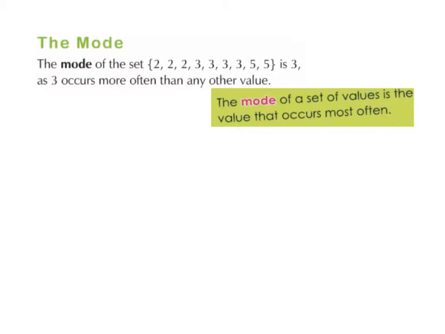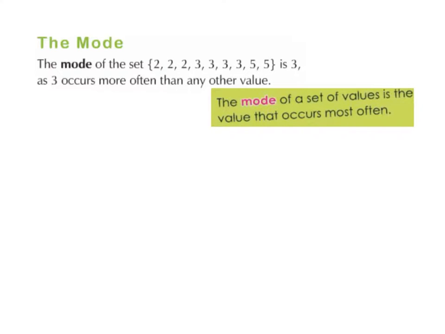Next we have the mode. The mode of the set 2, 2, 2, 3, 3, 3, 3, 5, 5 is 3, as 3 occurs more often than any other value. We can see that 3 came up 4 times. The mode of a set of values is the value that occurs most often.